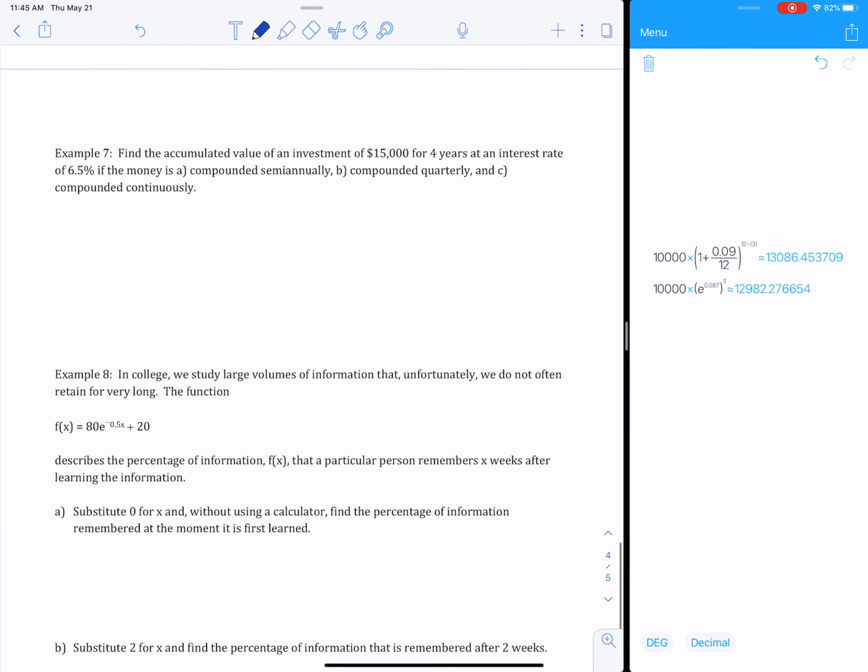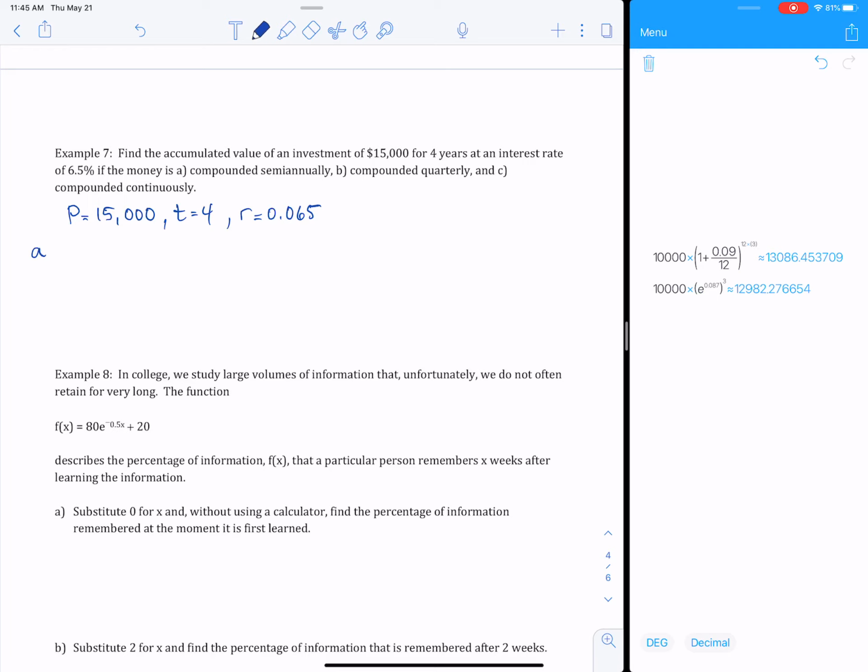Next question. Find the accumulated value of an investment of $15,000 for 4 years at an interest rate of 6.5% if the money is compounded semi-annually, compounded quarterly, and compounded continuously. So again, we'll have principal to be $15,000 for 4 years. And the rate is going to be the same in all cases, 6.5%, which is 0.065.